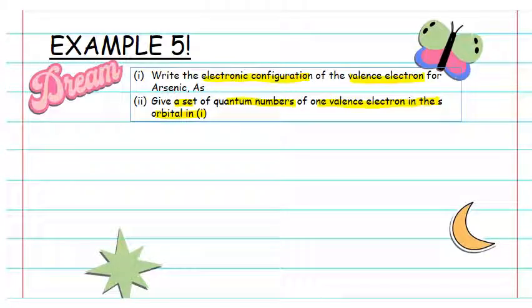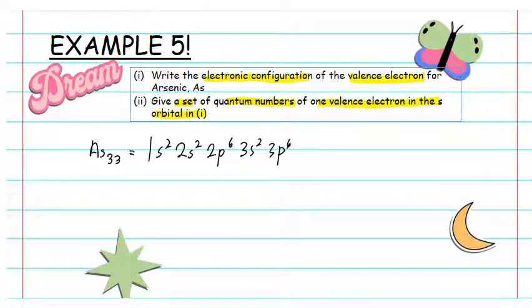So, kita tengok dahulu untuk arsenik. Untuk arsenik sekarang, apakah elektron untuk arsenik? So arsenic, which is As, mempunyai 33 elektron. So mari kita tulis dia punya electronic configuration dahulu. 1s2, 2s2, 2p6, 3s2, 3p6, and then 4s2, 3d10.